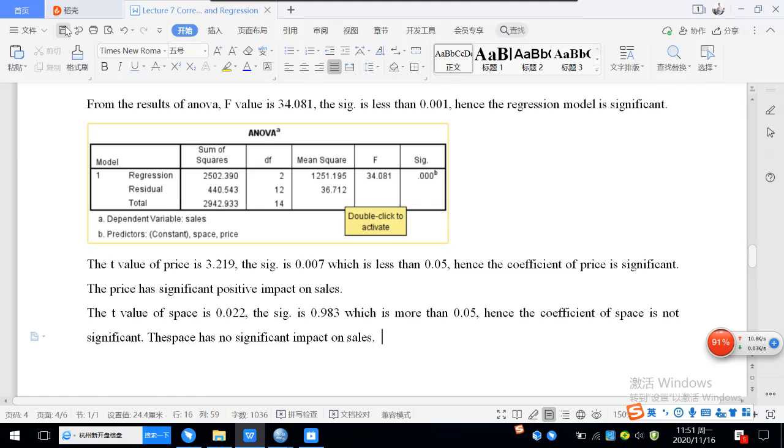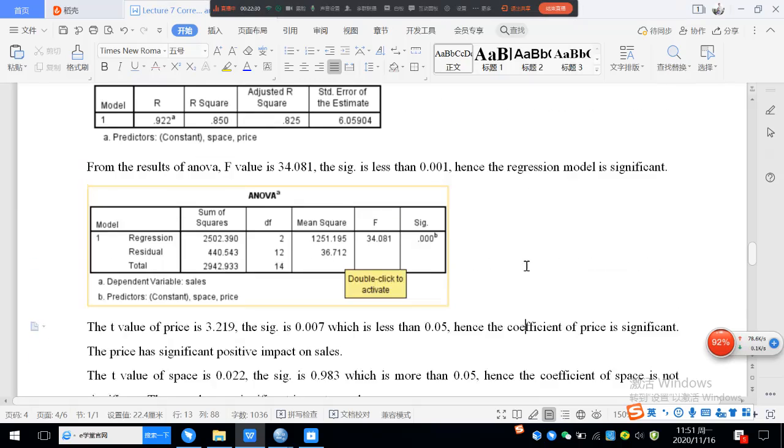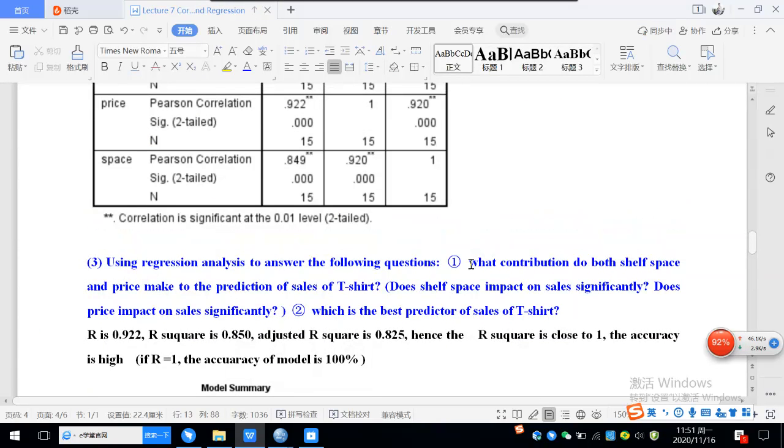Okay, understand? Got it. Does shelf space impact on sales significantly? No. Does price impact on sales significantly? Yes. Okay, so this first question we answered. The shelf space has no significant impact on sales, while price has significant impact on sales.